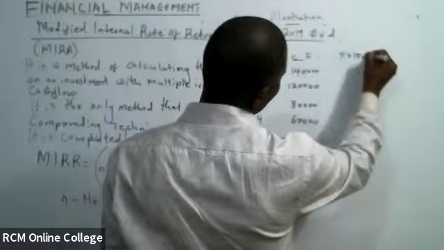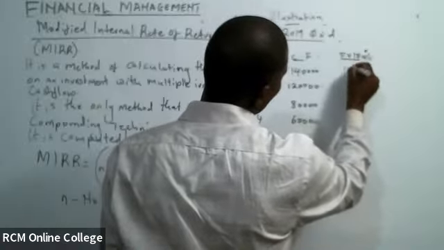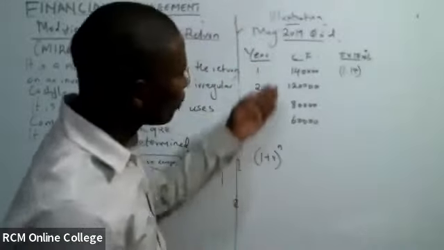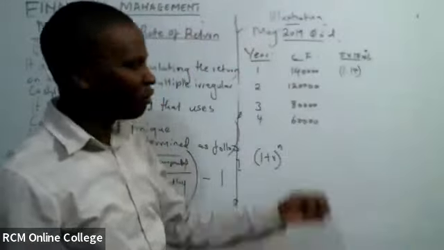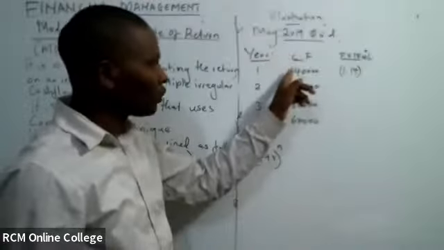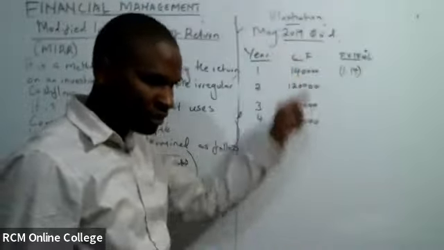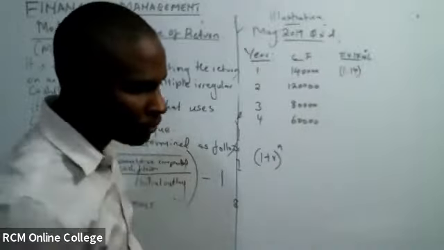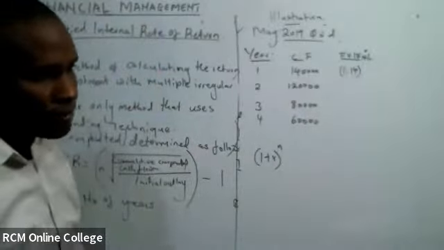FVIF at 14%, so it will be 1.14. By the way, my 140 will be compounded how many years before we get to the future? How many years before we get to the 4th year?